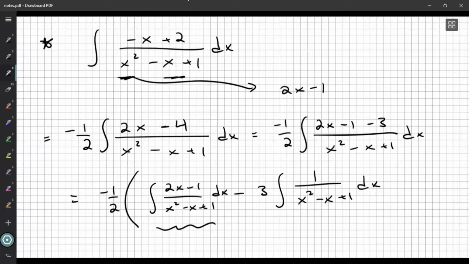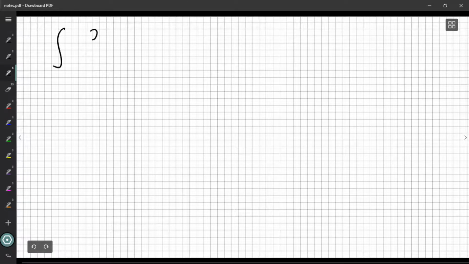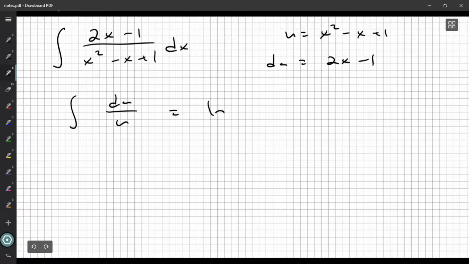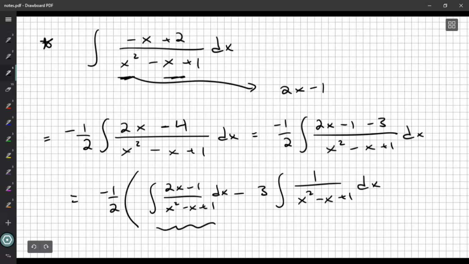Substitute, let u be x squared minus x plus 1. So let's just do that part off on the side. If u is x squared minus x plus 1, du is 2x minus 1. So we get a du over u, so ln of u, well, that's going to be ln of x squared minus x plus 1. Okay, so that's great. That part of this is solved. We will have to have this minus 1/2 hanging around. Okay, so we're going to have to be careful when we put this all together.